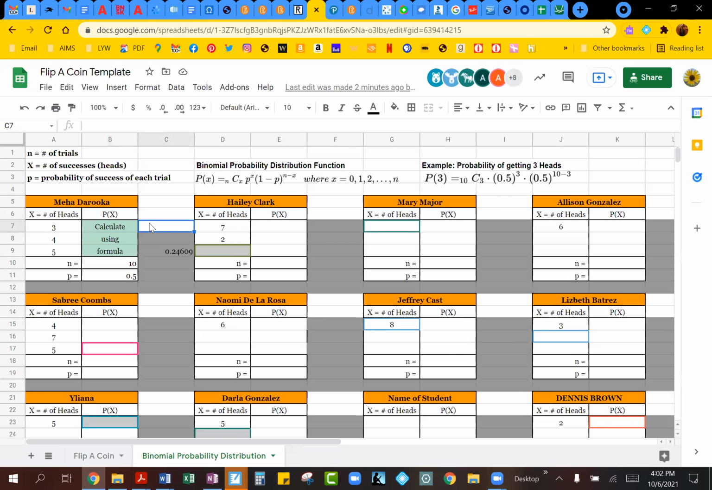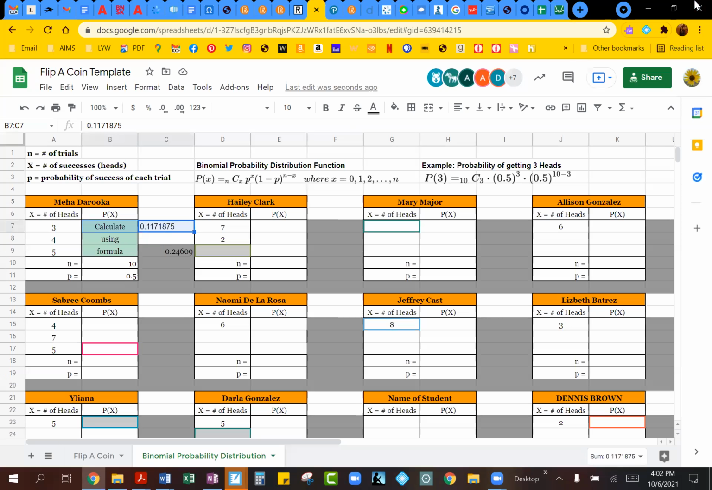So since I've got my instructions in there, I'm just going to paste right next to it. But this is the value that should be right here next to my 3 and underneath my P of X column. So this is where I would be putting my 0.11711875.